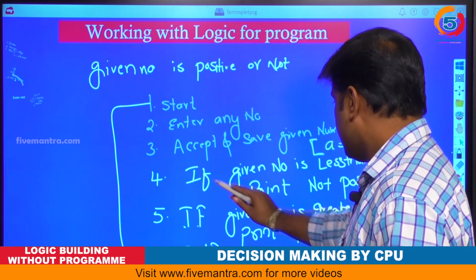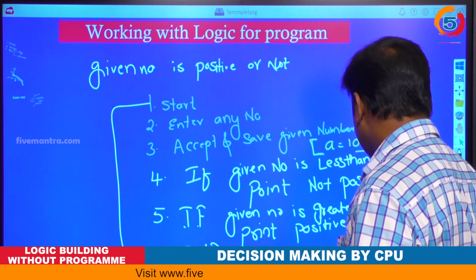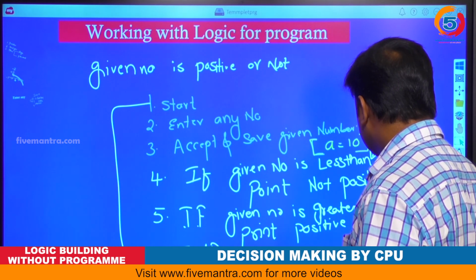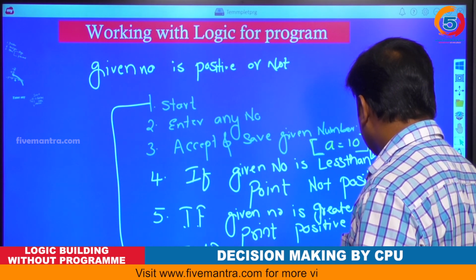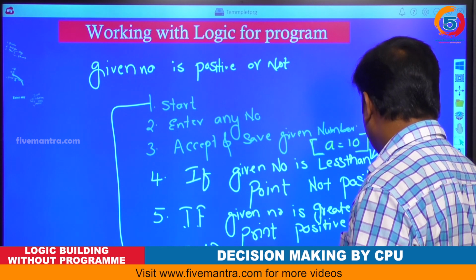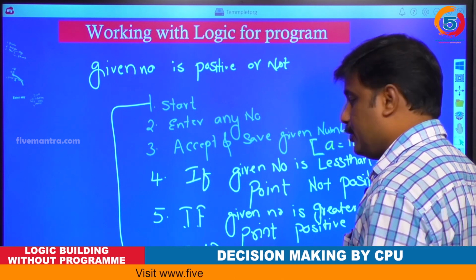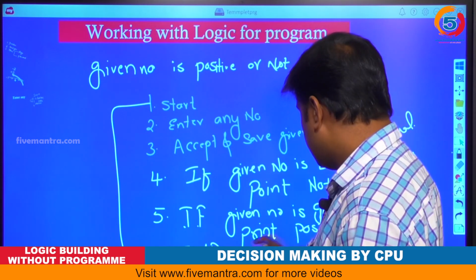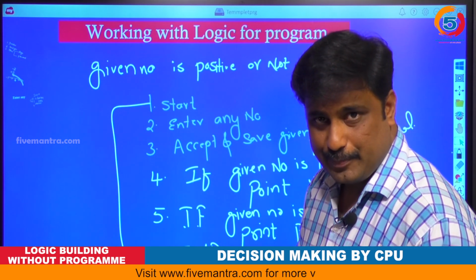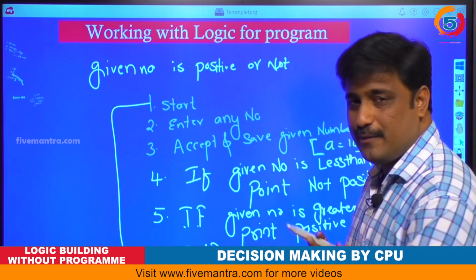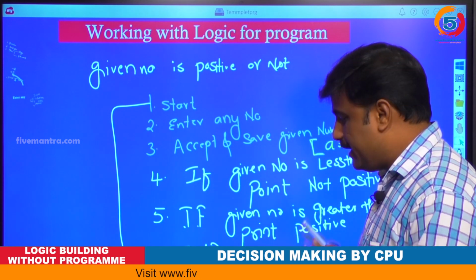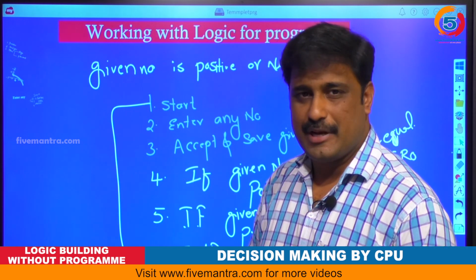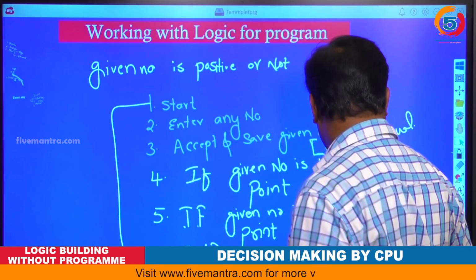Here, if the given number is less than 0, we can add another point, equal also: less than or equal to 0, then print not a positive number, otherwise print positive number. This is what we call the algorithm. We just completed the algorithm, and I'll explain the same algorithm with the pictorial representation.